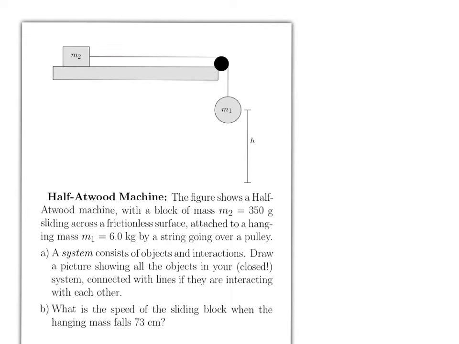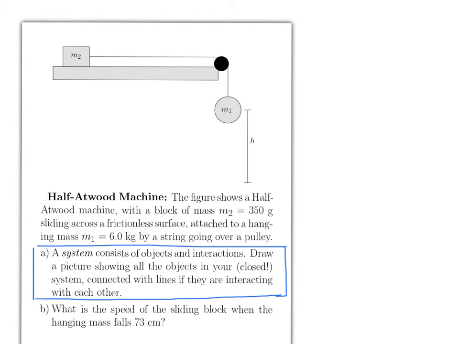And so the question is, if this mass falls a height h, how fast is this moving if it falls 73 centimeters? So first I'm going to do part A. We haven't really talked about these kinds of diagrams. These are called interaction diagrams. I think it's useful to organize your thoughts. It's not always useful for a problem. In this case I think it was, so I asked you to do it.